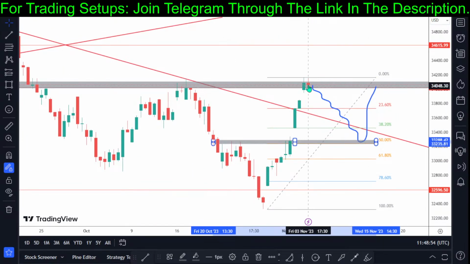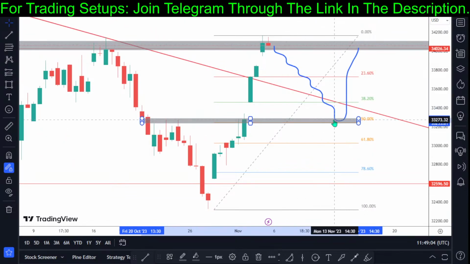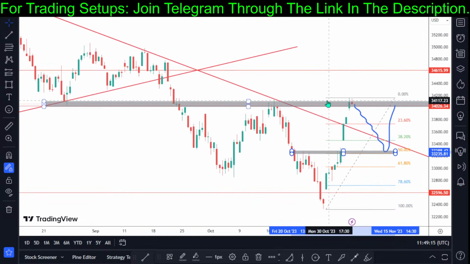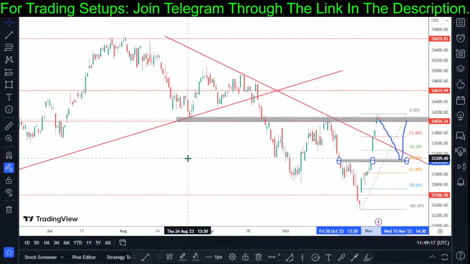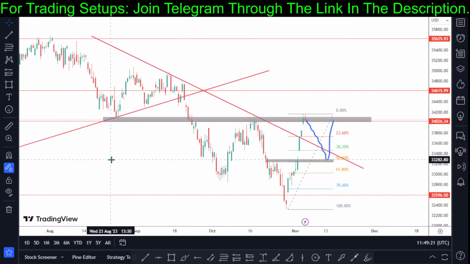So I'm patiently waiting for a pullback. If you can see a pullback, this is how I'm gonna be willing to approach the US 30. So if I can see a bearish pullback and the rejection from the 50% retracement level and a strong bullish close above the 38.20, then I'll be looking out for a potential long entry. So this is how I'm going to be looking to approach this asset if I'm going to be looking out for a potential trade entry in this downtrend, right?